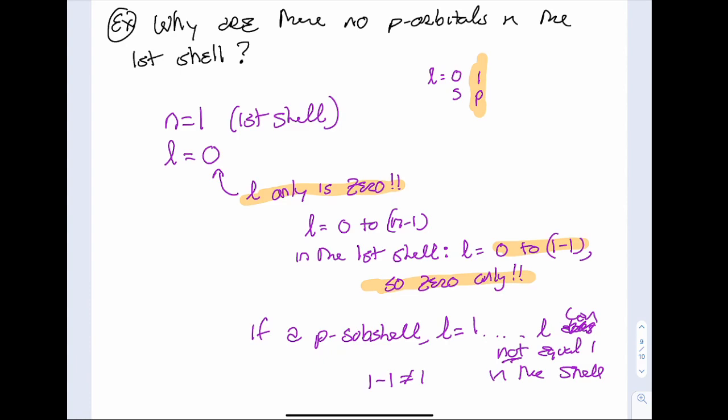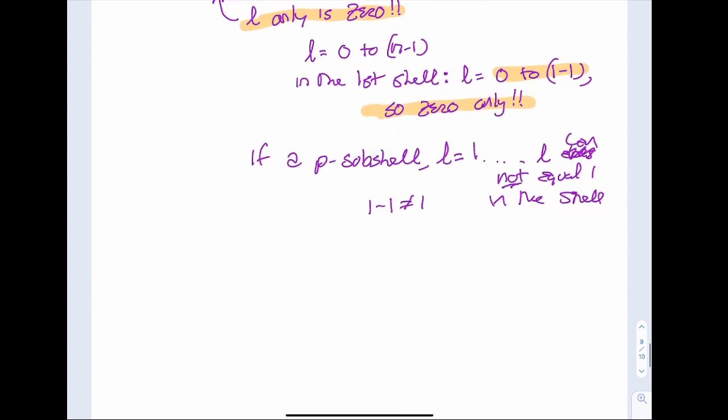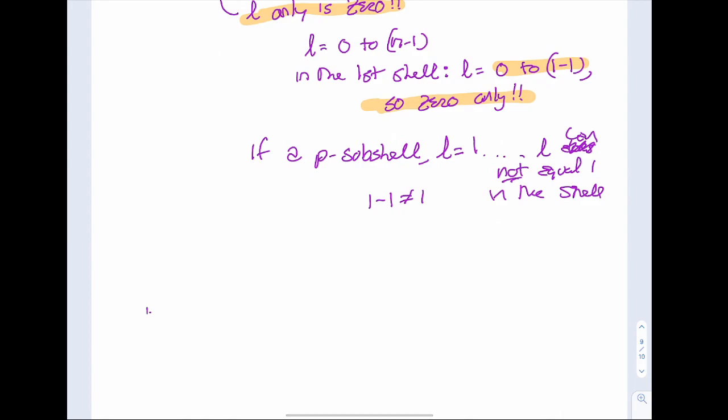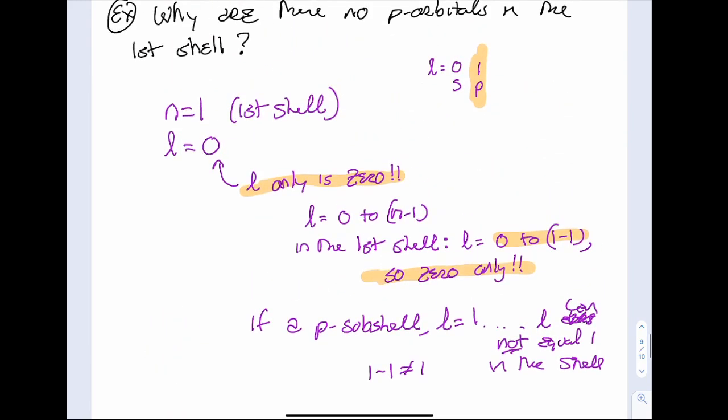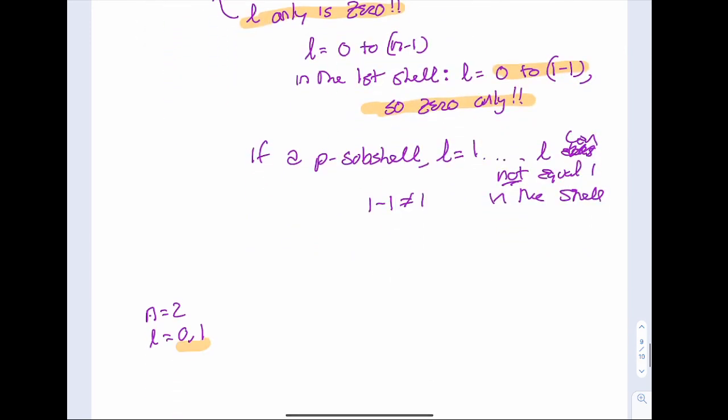Why are there no d orbitals in the second shell? If we want to do a similar sort of answer, if I'm in the second shell, n is equal to 2, which means l equals 0 and 1. If we go back up to this little list we were making, to have d, l has to equal 2. l does not equal 2 in the second shell.